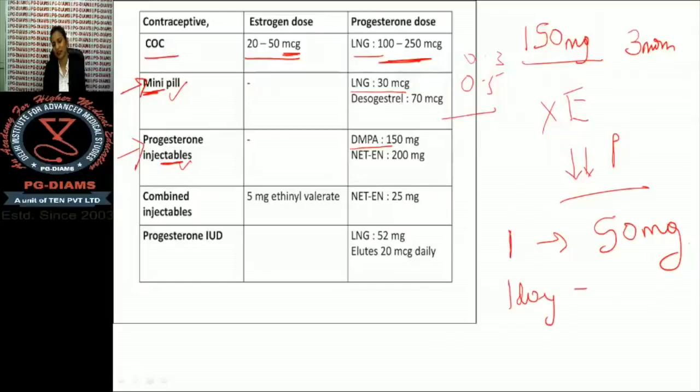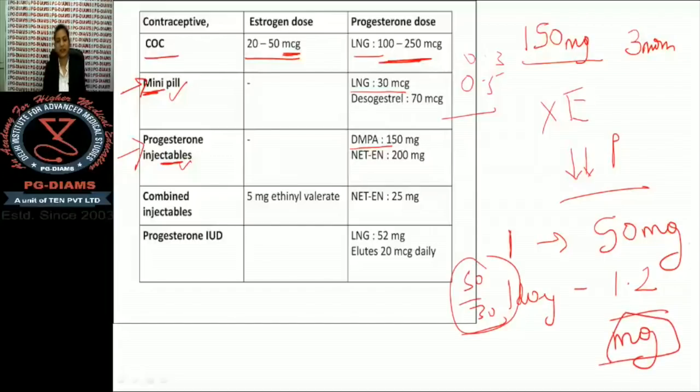If you calculate, it is going to be around 1.2 mg, 50 by 30. So it is slightly more than 1 mg, while the dose of progesterone in combined OC pills and mini pill is in micrograms. So injectables are high dose progesterones. As combined injectables, the daily drug eluted is similar to or even lower than combined OC pills. So the mechanism of action of combined OC pills and the combined injectables are similar.